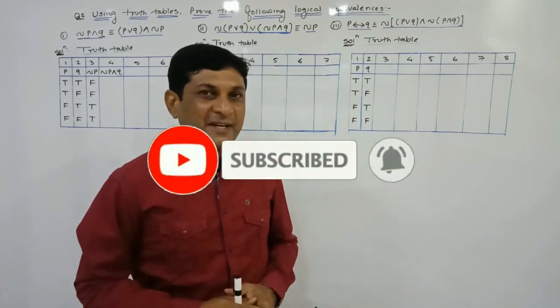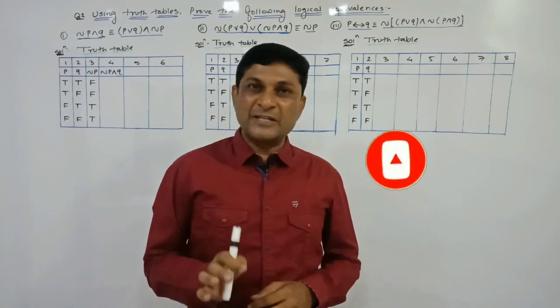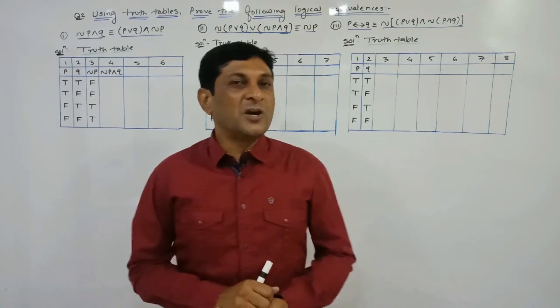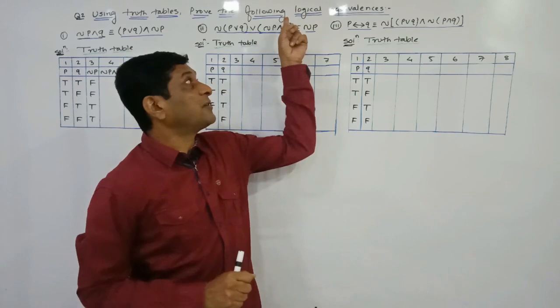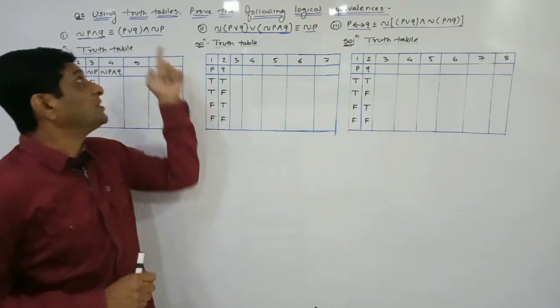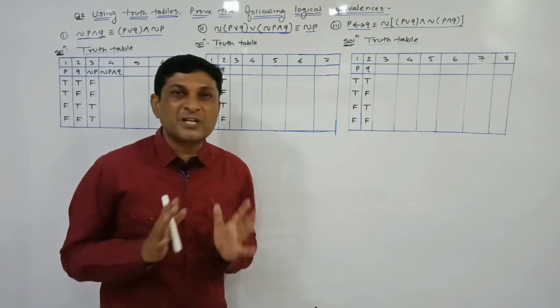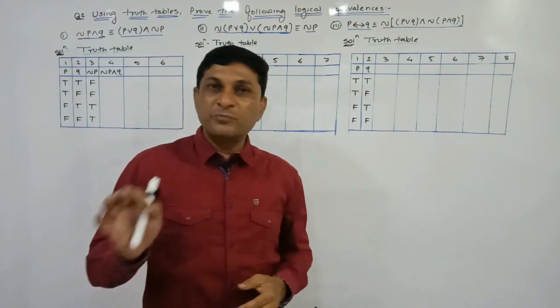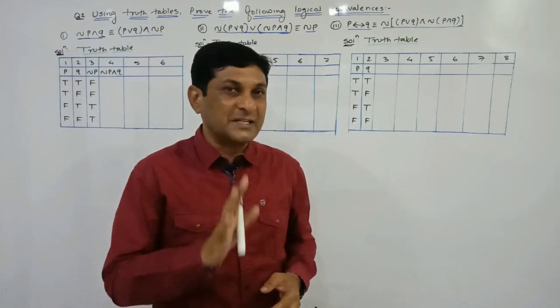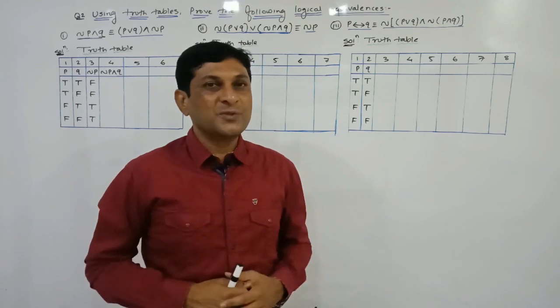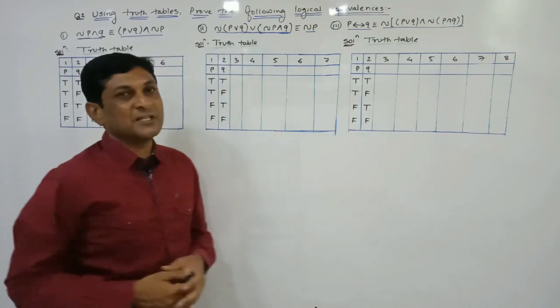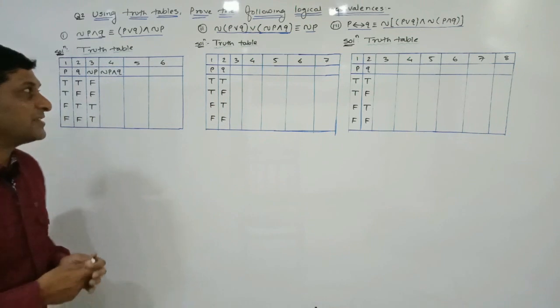So today we are starting question number 2 from exercise 1.2, in which we have to show that two statements are logically equivalent using what? Using truth table. We can say that two statements are logically equivalent if their truth values are identical, meaning exactly the same. So using this method, let us check whether the given statements are logically equivalent or not.